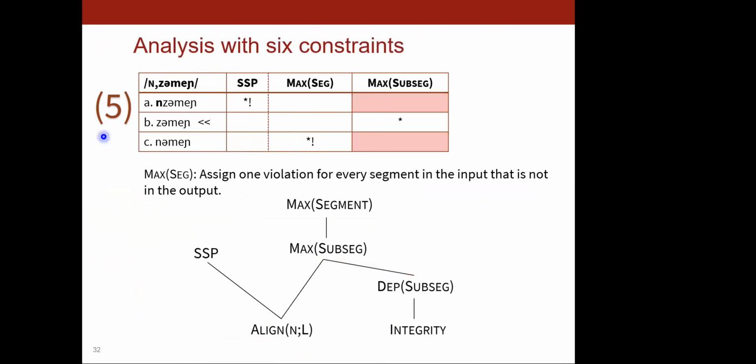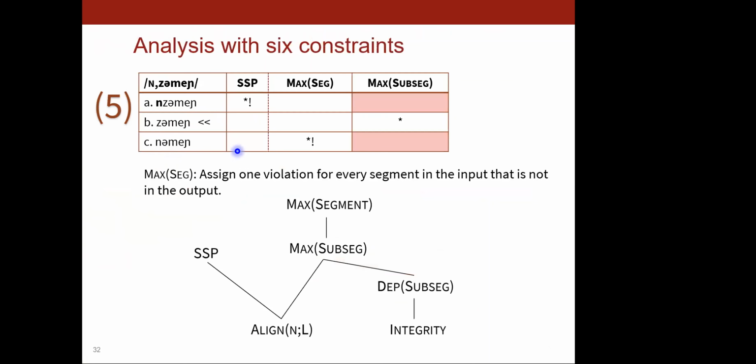So for zamen, the only obstruent available for the nasal to precede is in word initial position here, in zamen. But that violates the sonority sequencing principle. So we have to compare two candidates, one where the N is deleted, zamen, and one in which the Z is deleted, namen.